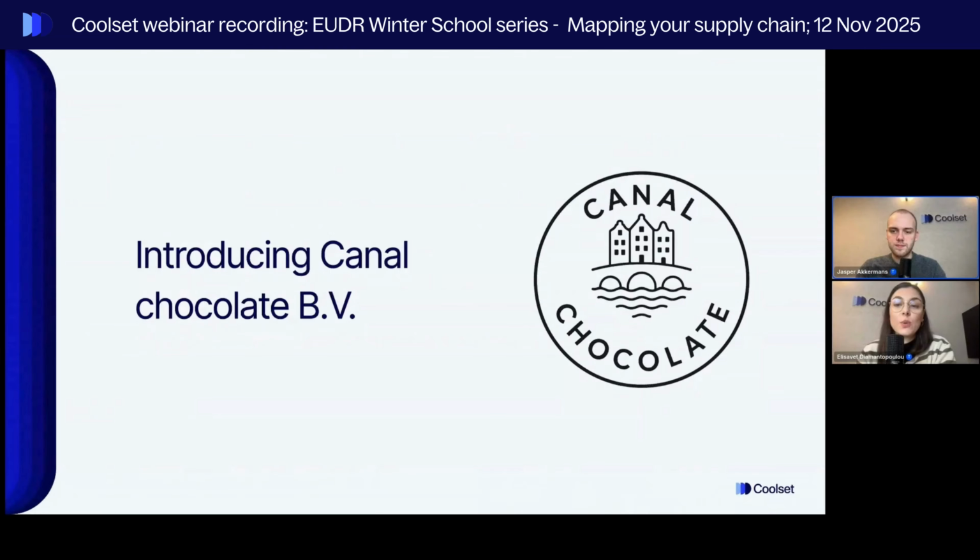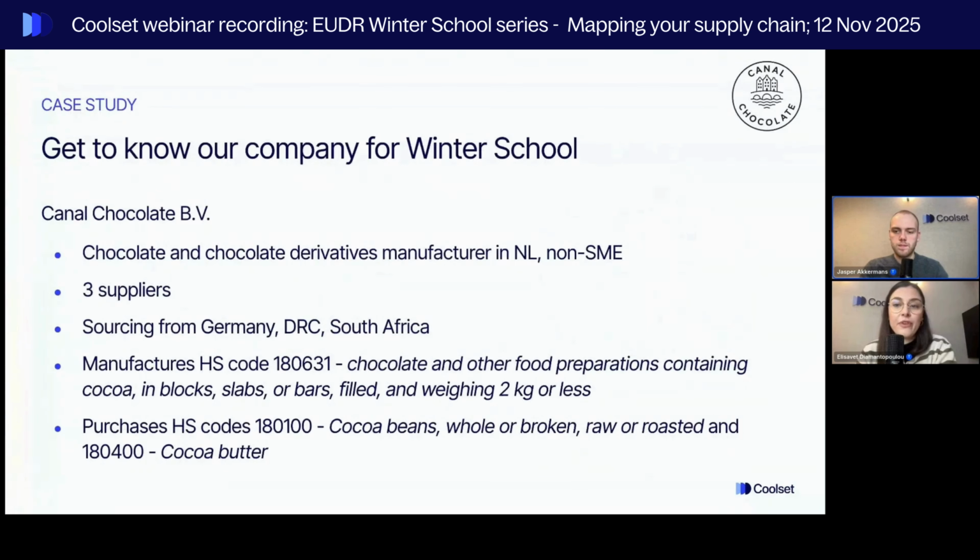For our winter school, we have decided to make it as practical as possible by deep diving every week into the preparation process of a company called Canal Chocolate. And let's start by understanding a little bit more about them first. So Canal Chocolate represents one of the most frequent types of company we see out there. It is a chocolate and chocolate derivatives manufacturer in the Netherlands. And for the sake of the example, they're also non-SME, so they have the full scope of responsibilities when it comes to their size.